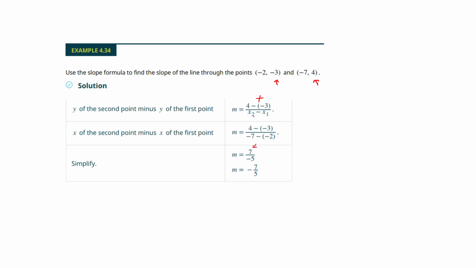Now on the bottom, x2 minus x1. Here's my x2, there's my x1. Just plug it in. Once again, I had the double negative, so that's a plus. So I have negative 7 plus 2. You owe me $7, but you got back 2. You get negative 5. Now we can put the minus in front, doesn't change anything. And there's my slope.